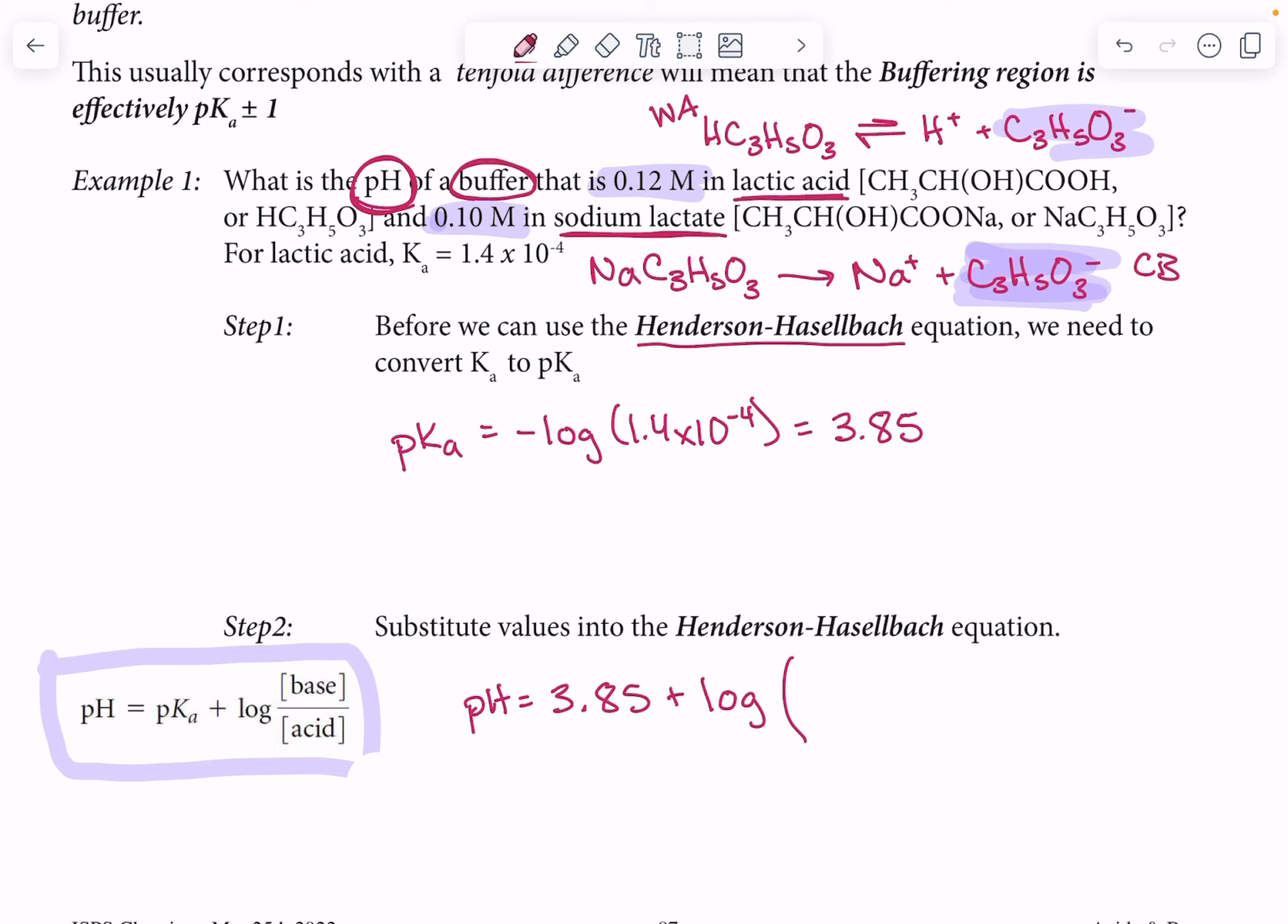We are going to assume that because the weak acid is weak, it's not going to significantly dissociate, but also if we think about it in terms of Le Chatelier, there's already conjugate base present. The contribution of the conjugate base from the weak acid is going to be negligible. So that means in terms of our concentration of conjugate base, that one we're going to ignore. So our concentration of our base is going to be 0.10 because that's what it says in our problem. Our concentration of our acid is 0.12, and there we go.